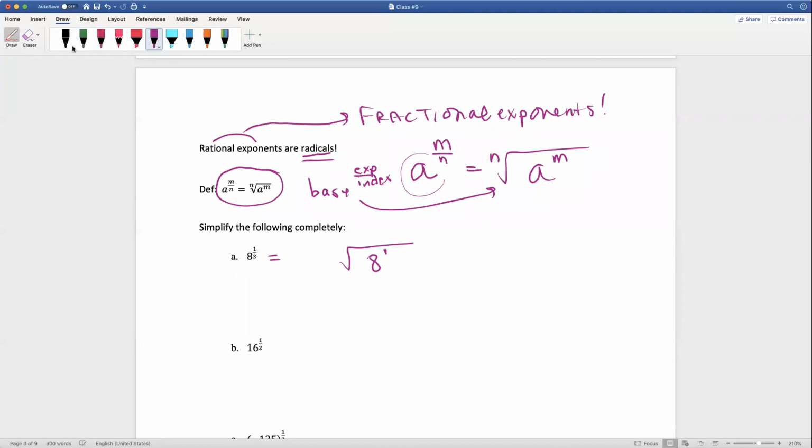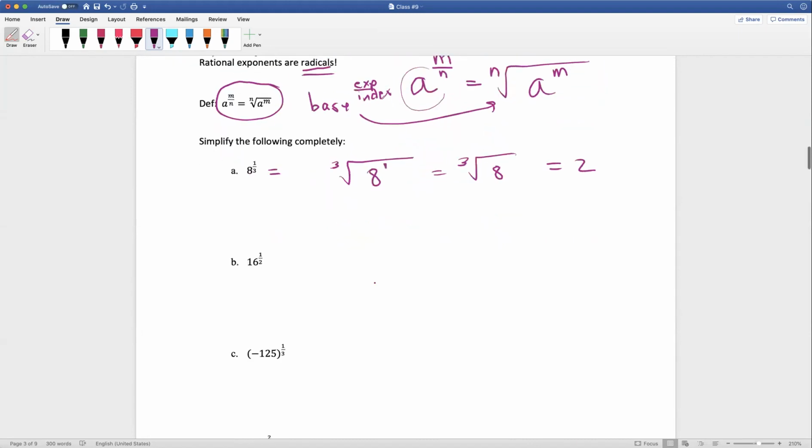Remember, it's going to be base or radicand, exponent divided by index. And then the 3 in the denominator, that's equivalent to saying the index. So this is the same thing as the cube root of 8 to the first power, well, 8 to the first power is 8. So this is equivalent to saying, what is the cube root of 8? And we know the cube root of 8 is 2. So 8 to the 1/3 power is the same thing as saying 2.